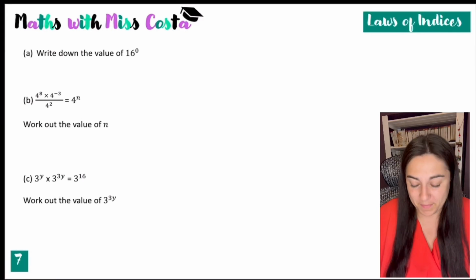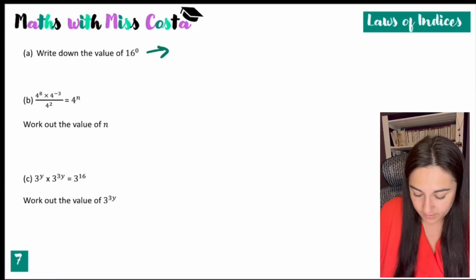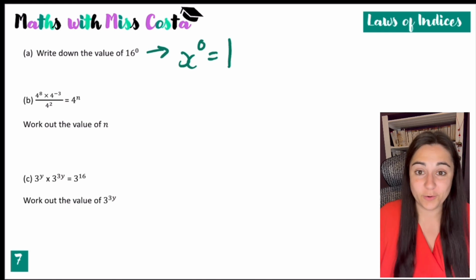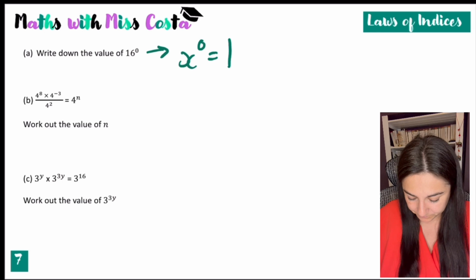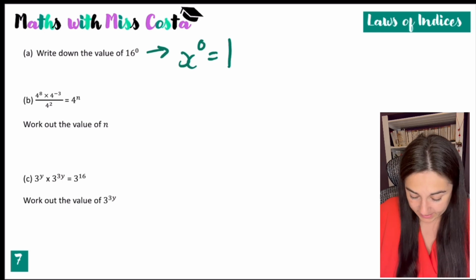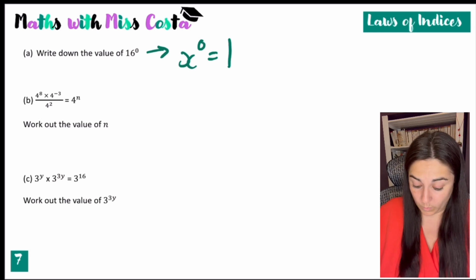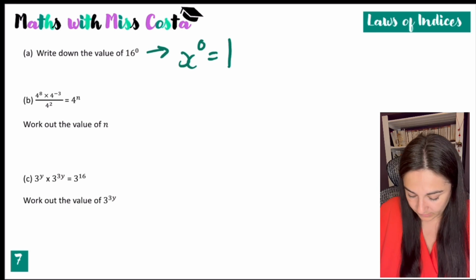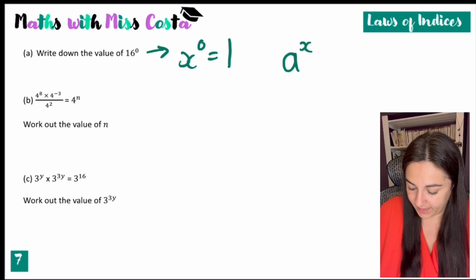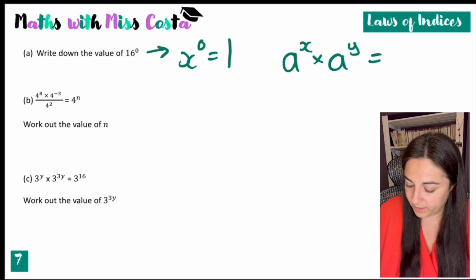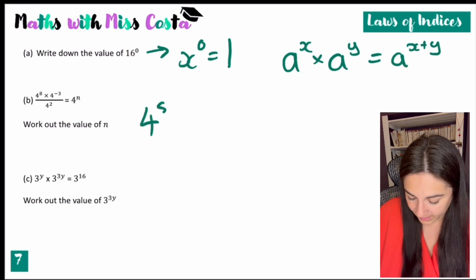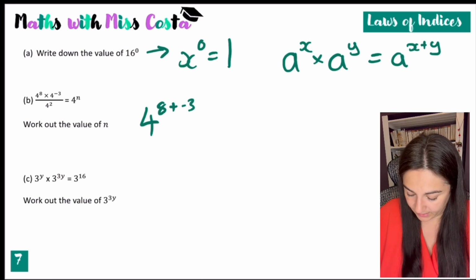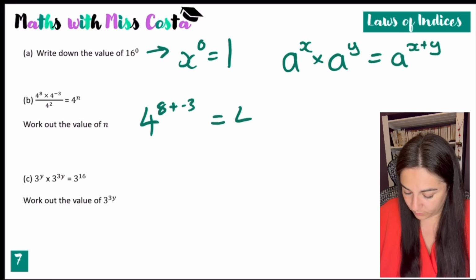Okay, so hopefully you remember that anything to the power of 0 is 1. If not, go back on the video and we went through why that is. Now over here we've got 4 to the power of 8 times 4 to the power of negative 3. When we're multiplying indices, so a to the power of x times by a to the power of y, all we do is add the indices together. So in this case we'd say 4 to the power of 8 plus negative 3. So that gives me 4 to the power of 5 over 4 to the power of 2.